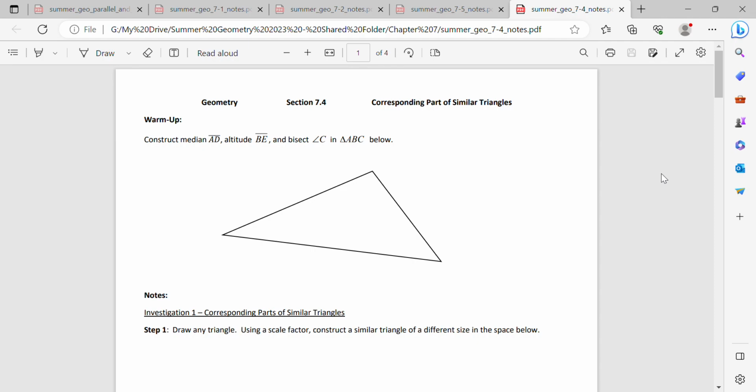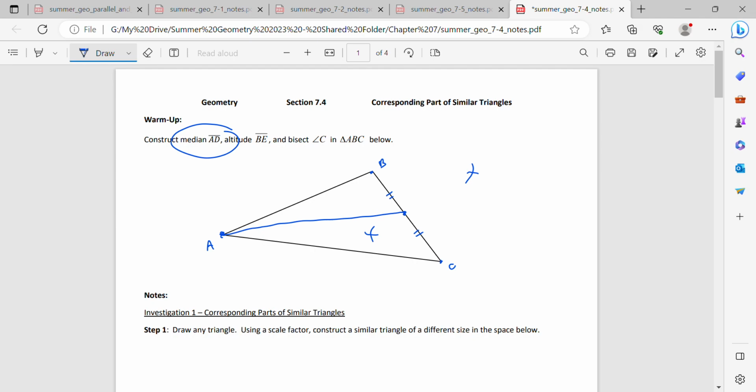Let's go ahead and set points A, B, C first. So let's call this A, this B, and this C. The first thing we want to do is median AD. Remember, a median connects a vertex to the midpoint of the other side. So what we want to do is bisect segment BC. We put our compass on point B, swoop above and below. Our compass on point C, swoop above and below. And we use that to find the midpoint. I'm going to mark that as a midpoint and then connect it with A.